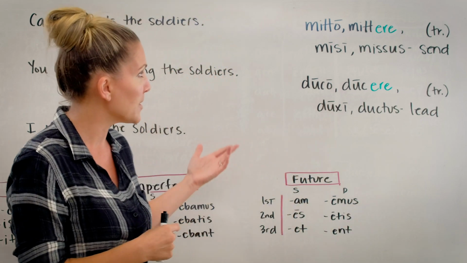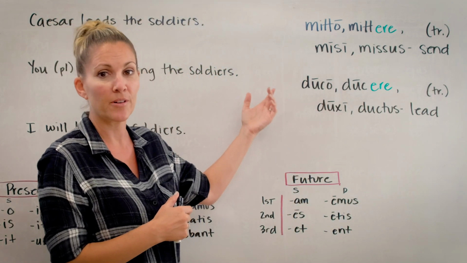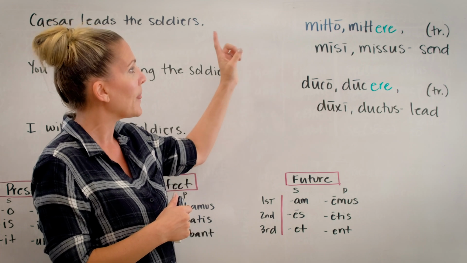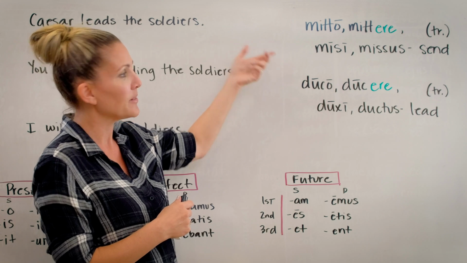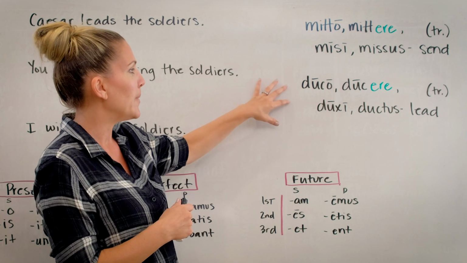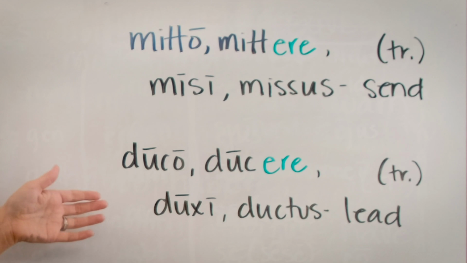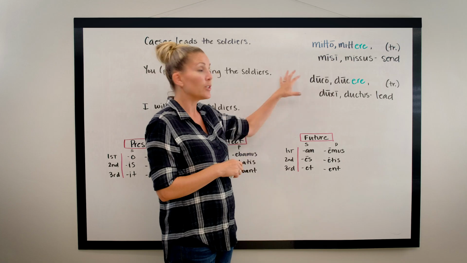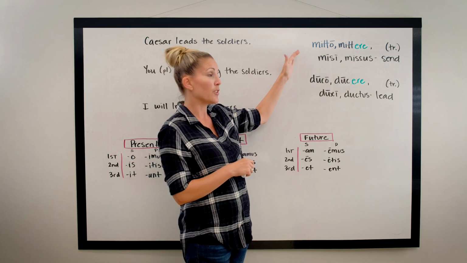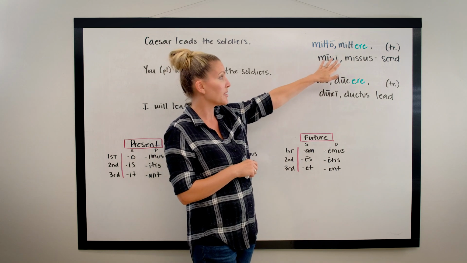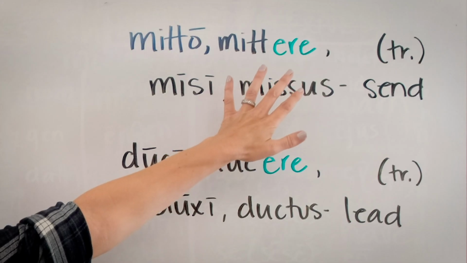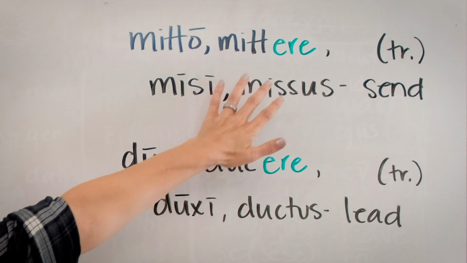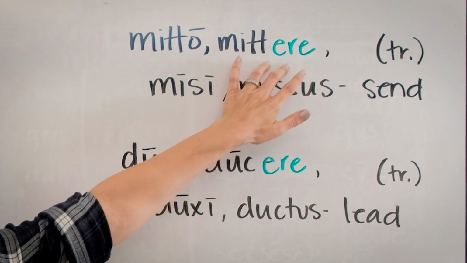Let's look at our model verbs up here. I put two verbs that belong to the third conjugation up here on the board. The first one is mitto, mittere, misi, missus, which means to send. And the second one is duco, ducere, duxi, ductus, meaning to lead. So you'll notice that these third conjugation verbs, if you look at the second principal part, mittere, they look very similar to second conjugation verbs. The only difference being that the first E in the ERE is short and not long.